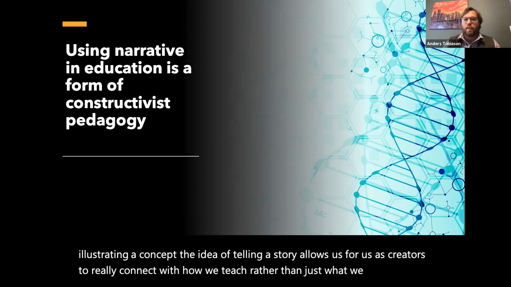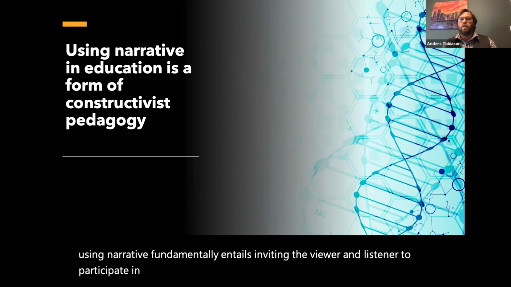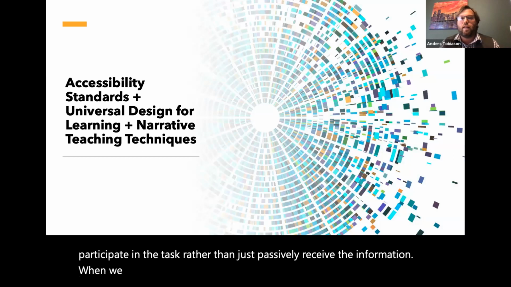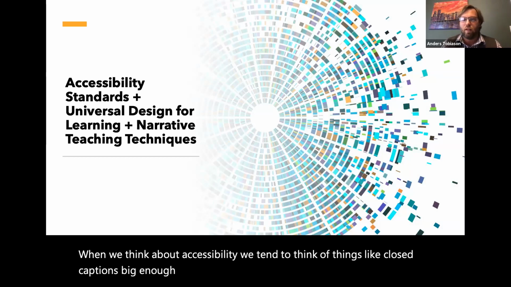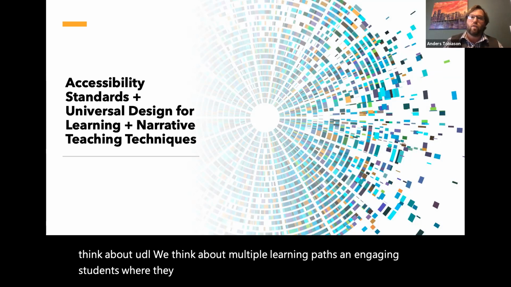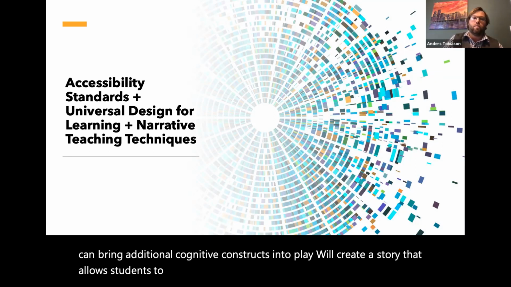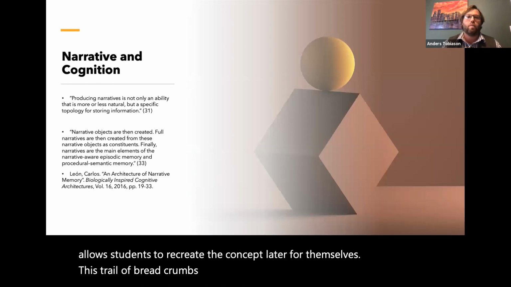And using narrative fundamentally entails inviting the viewer and listener to participate in the task, rather than just passively receive the information. When we think about accessibility, we tend to think of things like closed captions, big enough images, describing exactly what's happening. And when we think about UDL, we think about multiple learning paths and engaging students where they are. But when we add in narrative to our toolbox, we can bring additional cognitive constructs into play. We create a story that allows students to recreate the concept later for themselves. This trail of breadcrumbs has important cognitive implications.